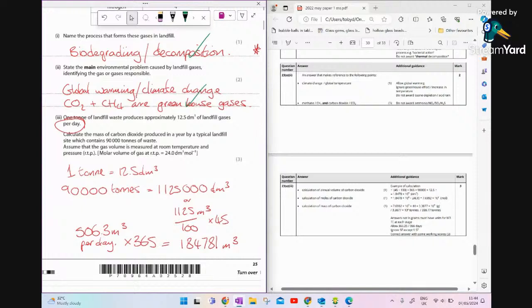Calculate the annual volume, calculate the moles of it, calculate. No, hang on a minute. Assume the gas volume is measured. But they've given it to me as approximately 12.5 dm cubed in the landfill per day. Why do I need to get to moles? Oh, calculate. I've not read the question. Oh, beaten by 2. It says calculate the mass, not the volume.